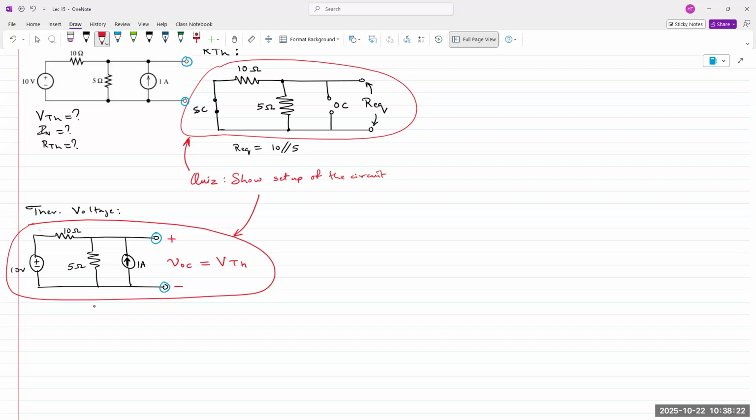Was your question about Thevenin voltage or Norton current? Norton current. Did you set up the circuit? All right, let's take a pause while this sinks in and let me know if you have any questions.